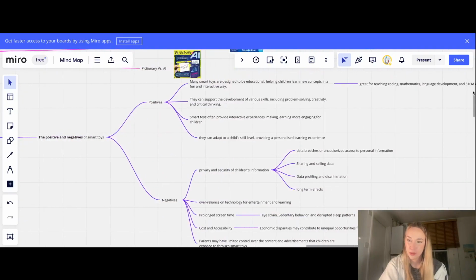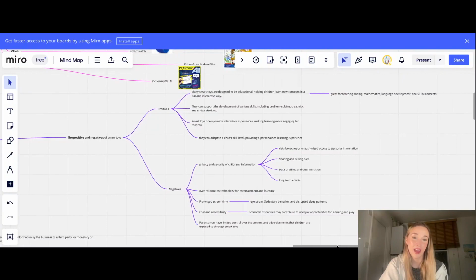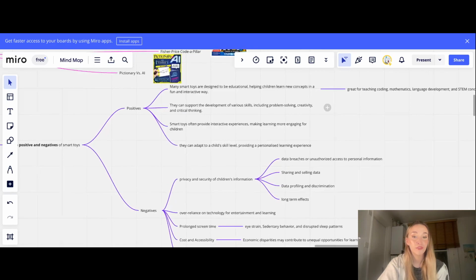So briefly, I'm going to go over the positives and the negatives of smart toys. Why do they exist? If they have all these ethical implications, why would they even exist in the first place? Well, they have lots of positives. Many smart toys are designed to be educational, helping children learn new concepts in a fun and interactive way. They're great for teaching coding, mathematics, language development, and STEM concepts. They can support the development of various skills, including problem solving, creativity, and critical thinking.